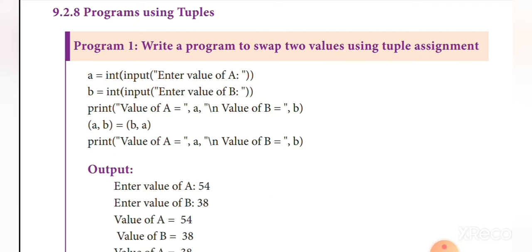For that, we are printing the value. Print value of a equal to a, and then slash n. We already know slash n is the escape sequence. It is used to give the next line. Okay, value of b is equal to b.